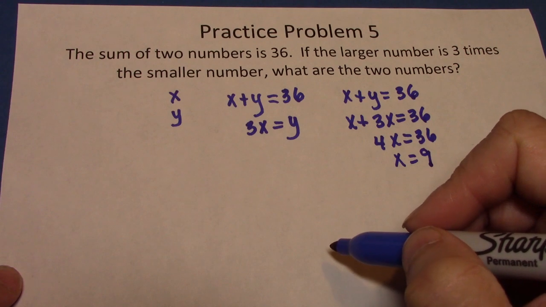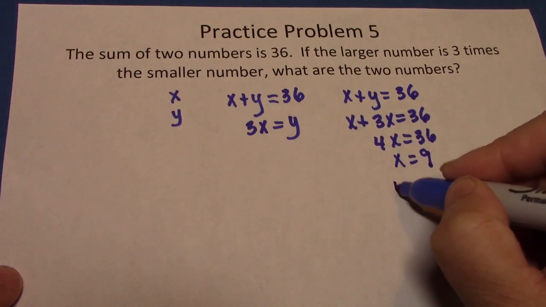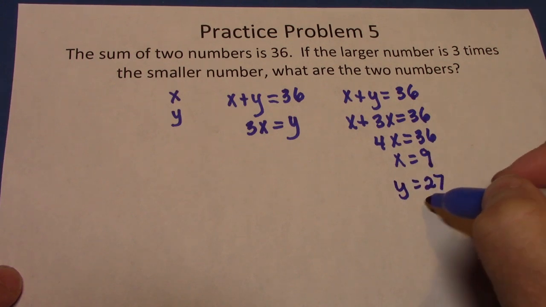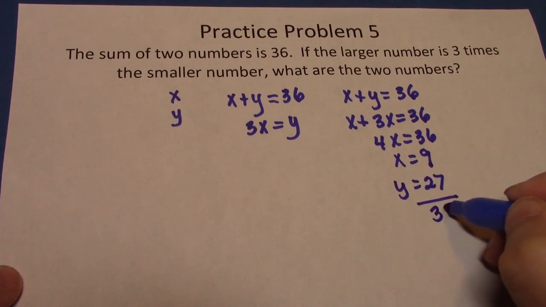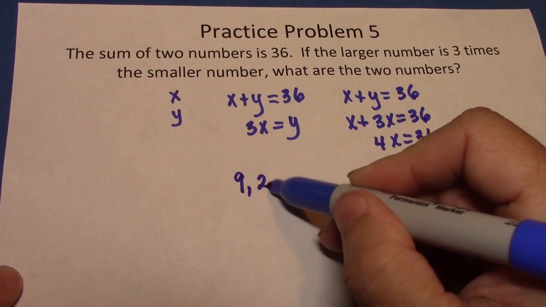Alright, so if x equals 9, y is 3x, so y must equal 27, or 9 times 3. And yes, in fact, when we add those together, 9 and 27, we will get 36. So our answer is 9 and 27.